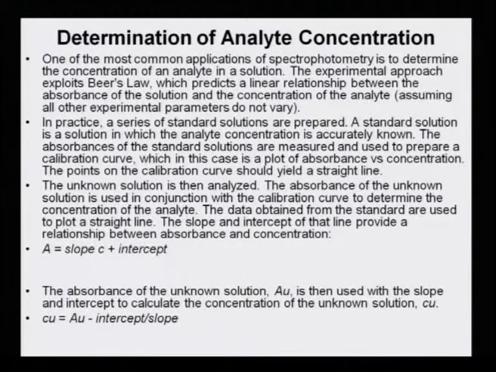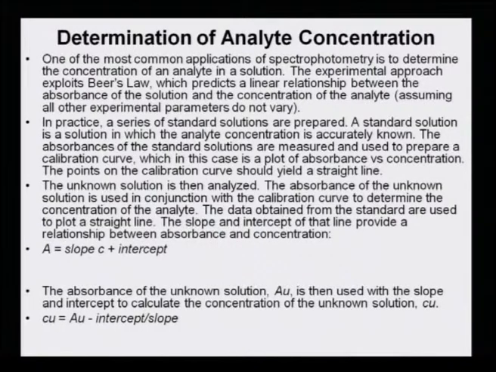The absorbance of the unknown solution, AU, is then used with the slope and the intercept to calculate the concentration of the unknown solution, Cu. So, Cu is equal to AU minus intercept, divided by slope. That is how it is calculated. So, it is a simple analysis and yet it has very great utility.